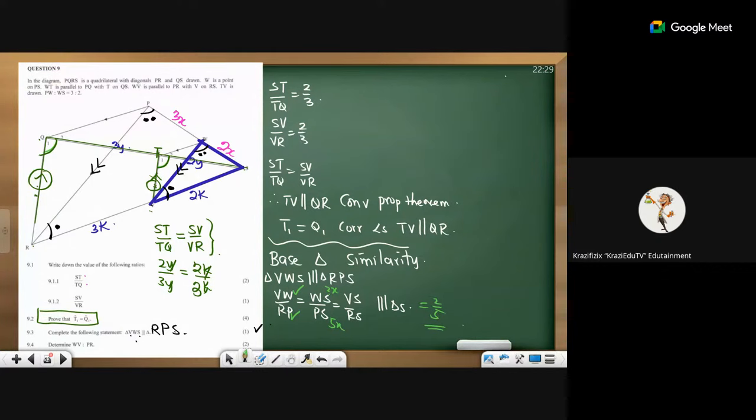So what if I were to say converse of corresponding angles? No, not converse of corresponding, because they didn't tell you that T1 is equal to Q1. You are proving that T1 is equal to Q1. They didn't tell you. They said you should prove it. Make sense? Is it making sense?